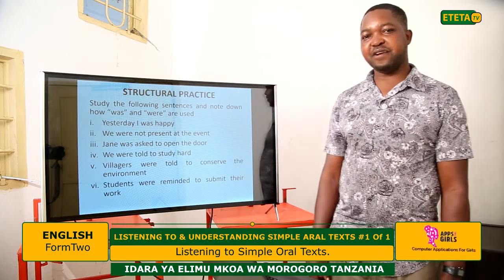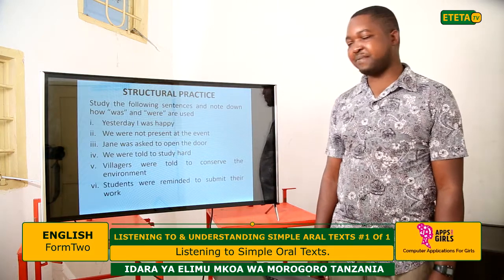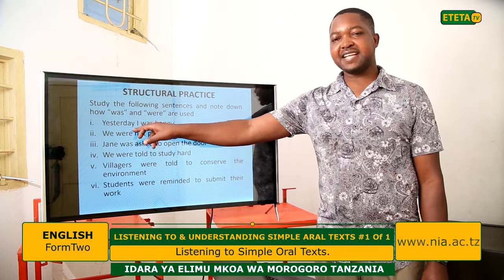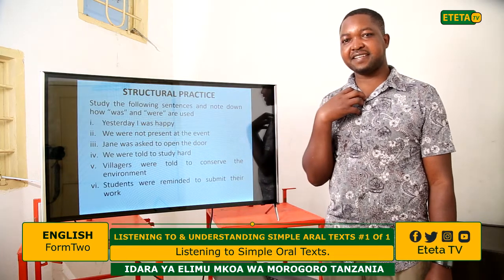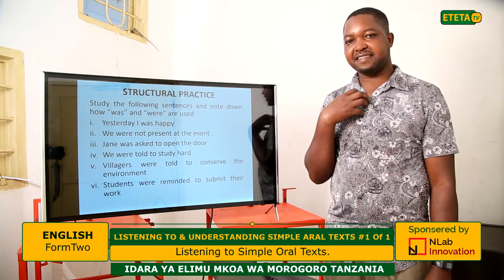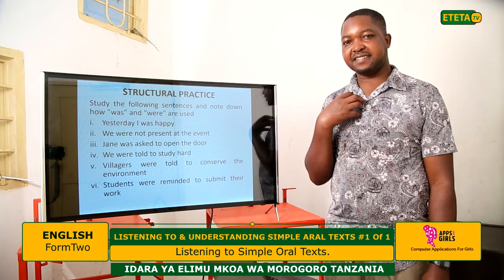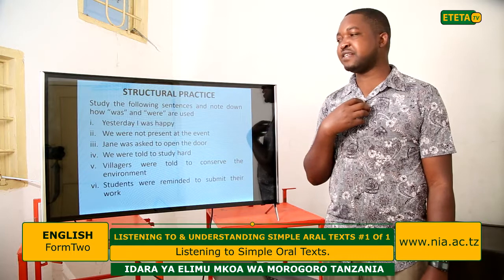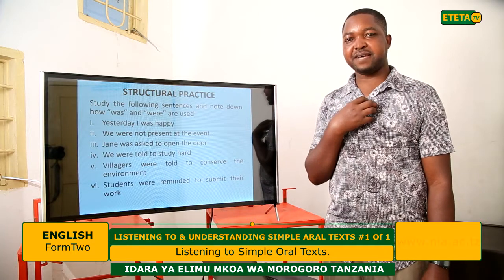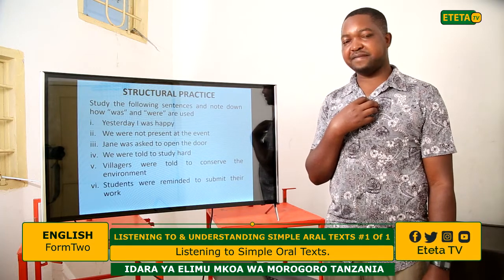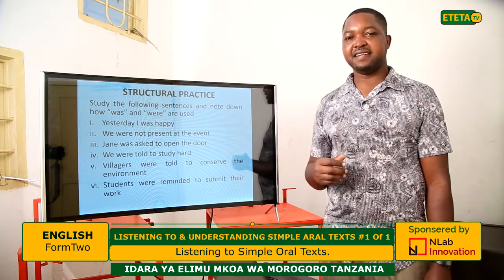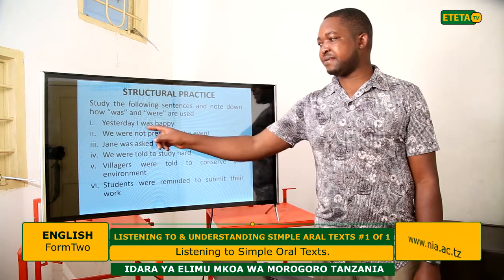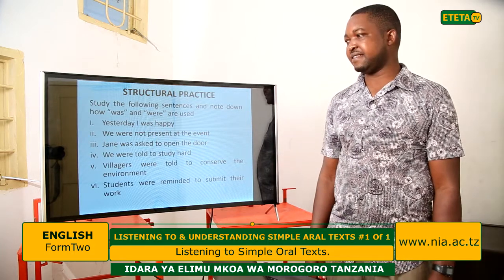Good. I hope some of you discovered the trick here. The clue is the pronoun. Yesterday, I, singular. I, referring to singular, first person singular. And therefore, it's obvious that there is no other word you can use apart from was.